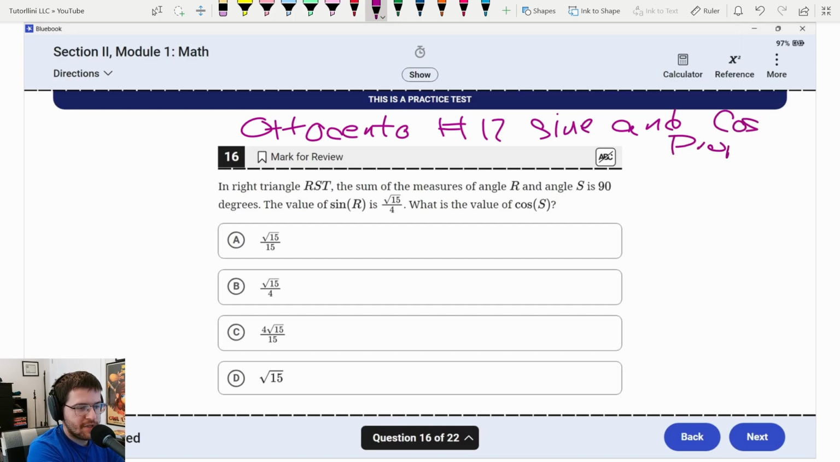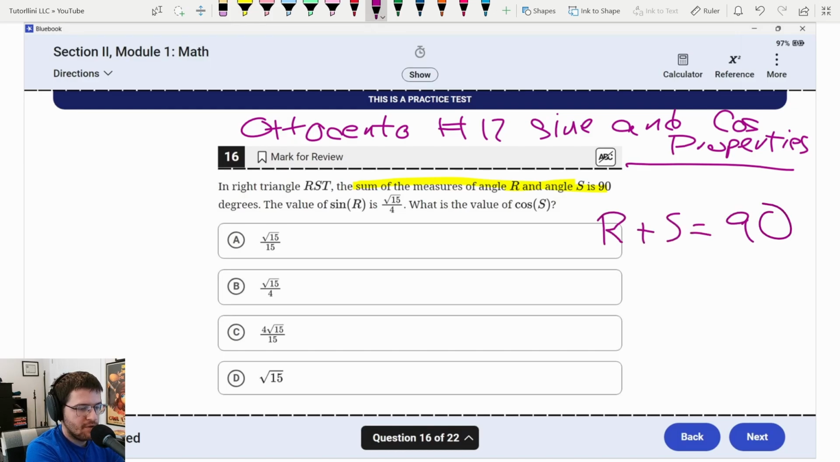All right, so the question tells us that the sum of the measures of angle r and s is 90. So I'll just write that kind of informally. R plus s equals 90. So that means the two angles are complementary. We know from my video that the sine of one angle must be equal to the cosine of the other.